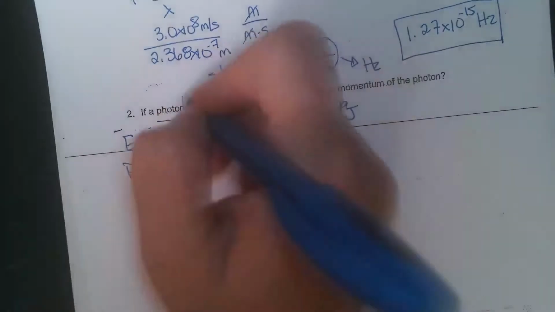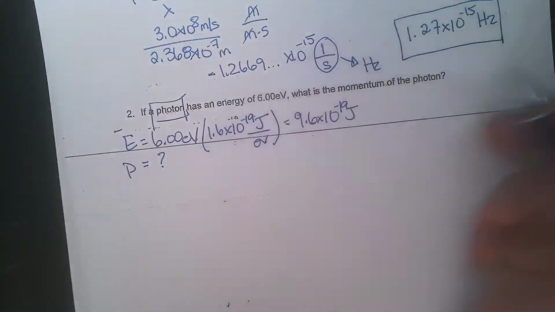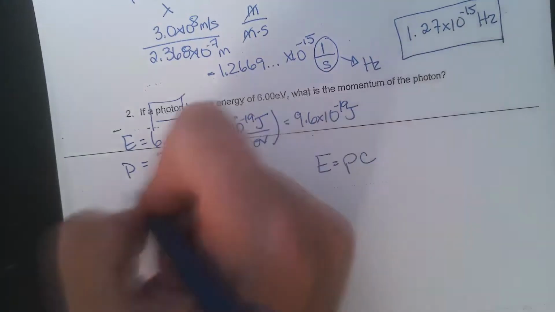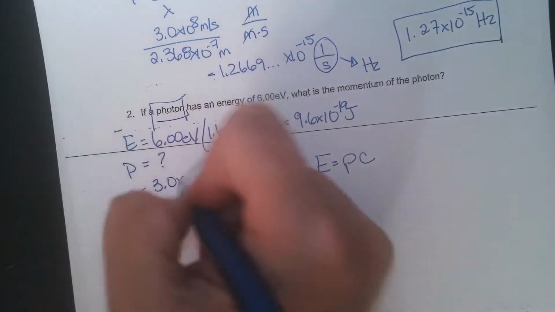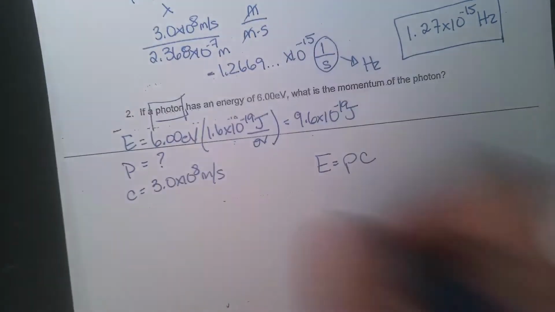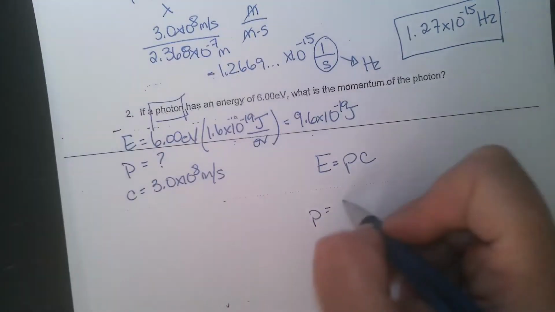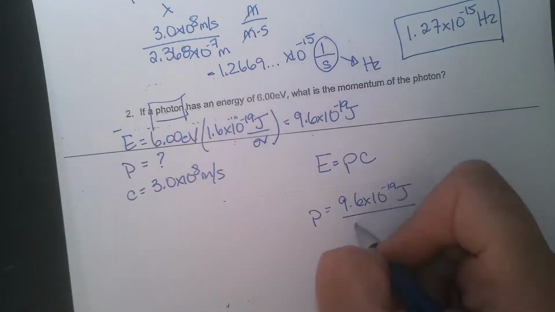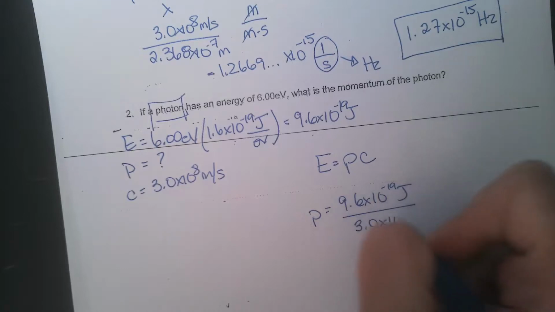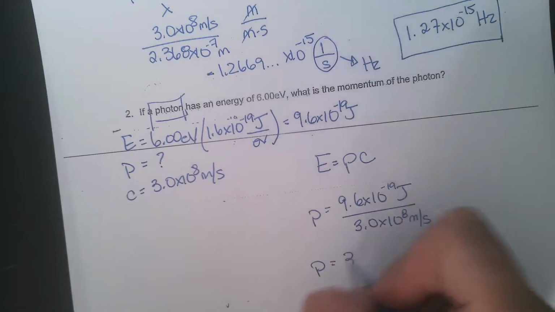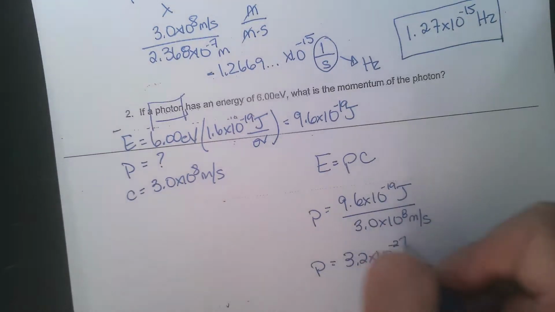Because we're talking about a photon and we've been provided energy and we're looking for momentum, that formula here is E equals pc, and c we know to be 3.0 times 10 to the 8 meters per second. Looking for momentum, we can take our energy that we calculated and divide it by the speed of light. And momentum is equal to 3.2 times 10 to the negative 27 kilograms meters per second.